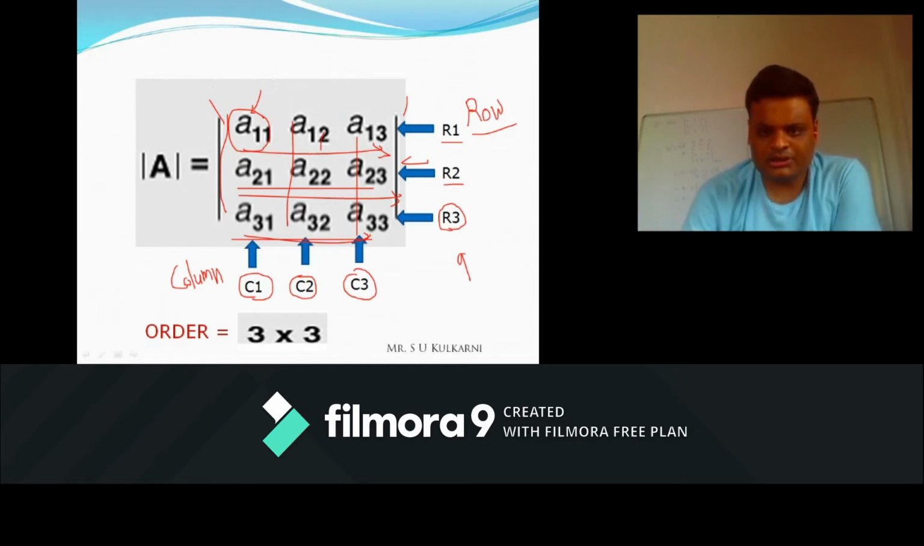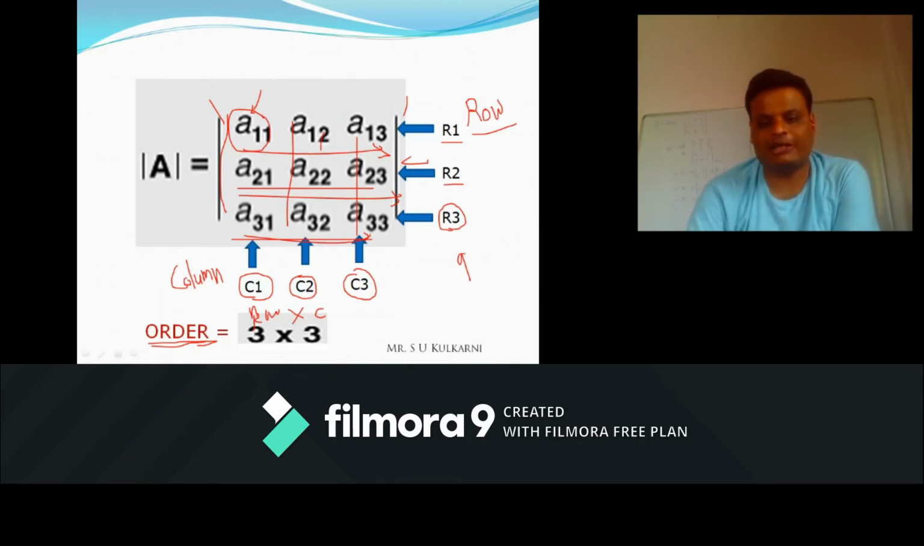Now here you see you have three number of rows and three number of columns. Therefore, it is written as the word order of determinant, and it is shown to be 3 by 3. What does that 3 by 3 mean? How does it come? It is number of rows cross number of columns.